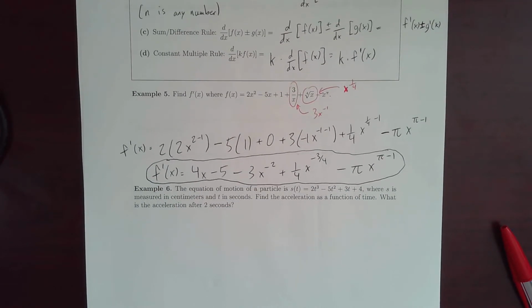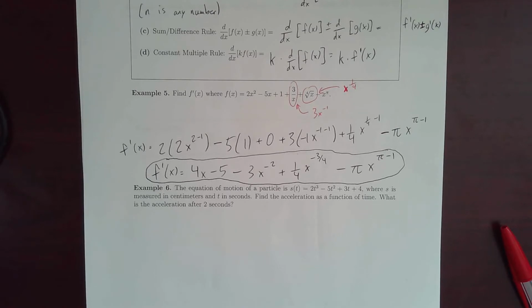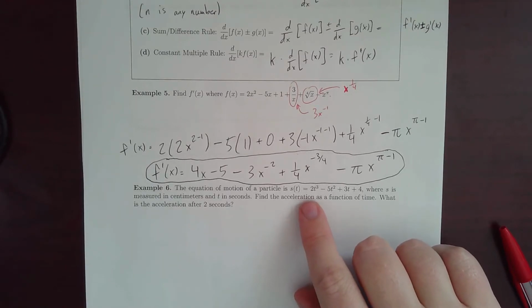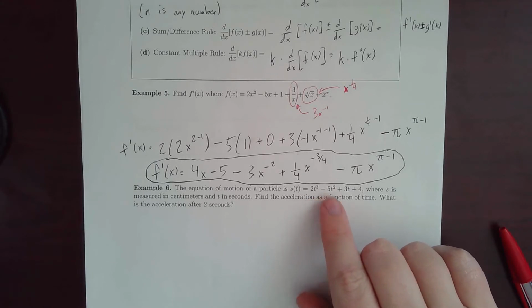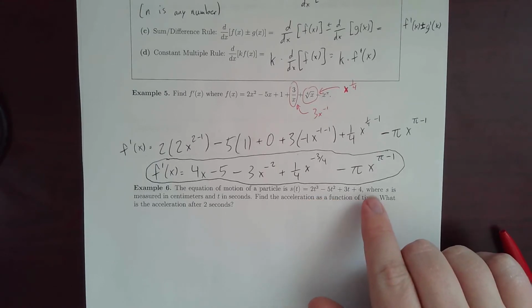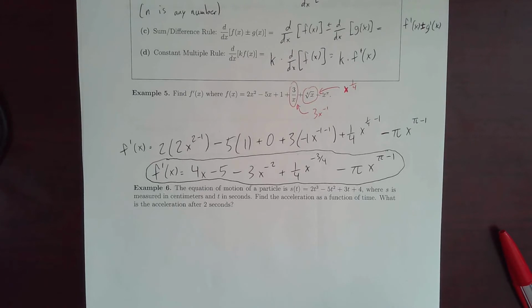So say that the equation of motion for some particle is this s of t. It's 2t cubed minus 5t squared plus 3t plus 4. s is going to be measured in centimeters and t is going to be measured in seconds. What we want to do is find the acceleration as a function of time.